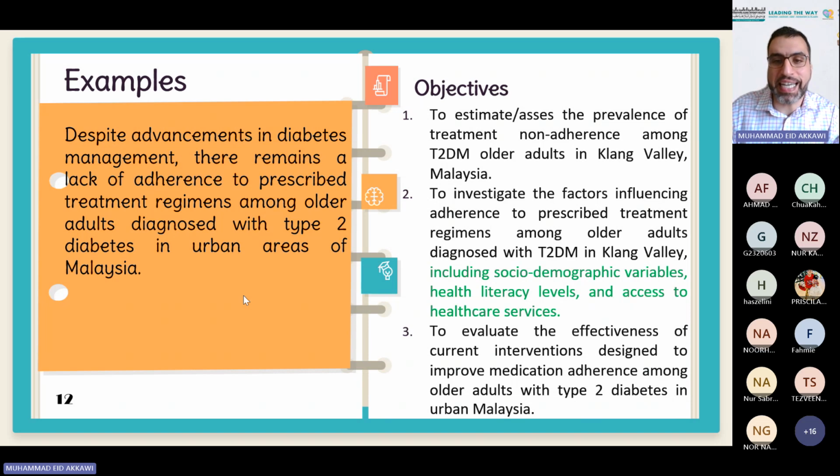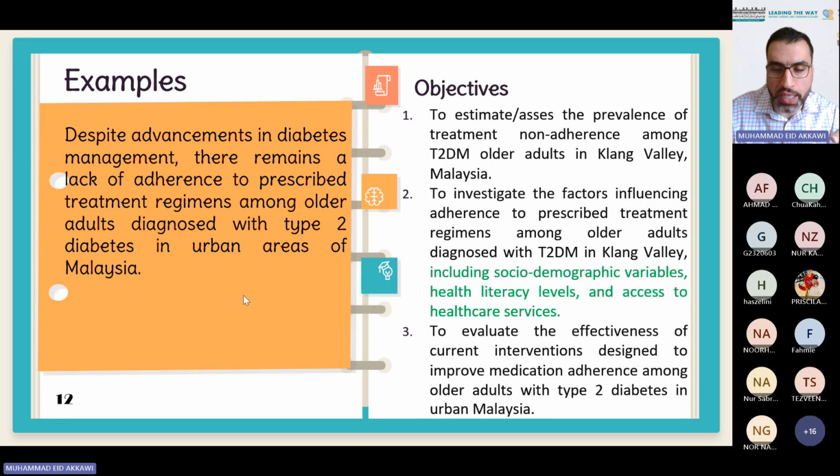My area of research, the geographic area, should include only urban areas. That's why I put Klang Valley, Malaysia as an example. Number two is to investigate. Again, investigate is a systematic inquiry that will give you new information: the factors influencing adherence to the prescribed treatment regimen among older adults diagnosed with type 2 diabetes mellitus in this area, including sociodemographic variables, health literacy level, and access to healthcare.